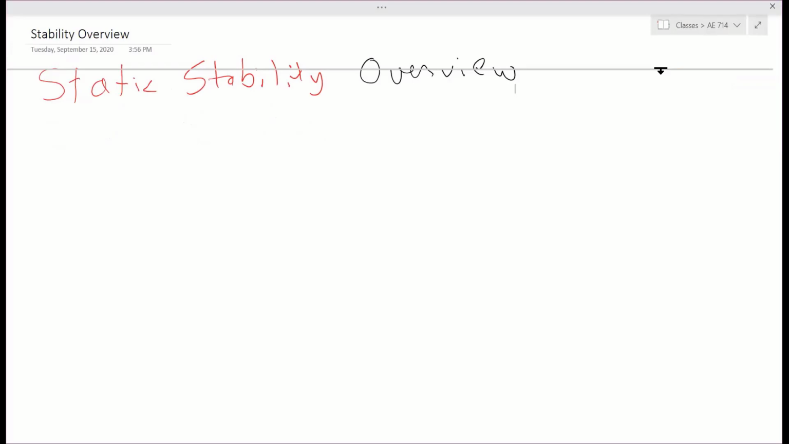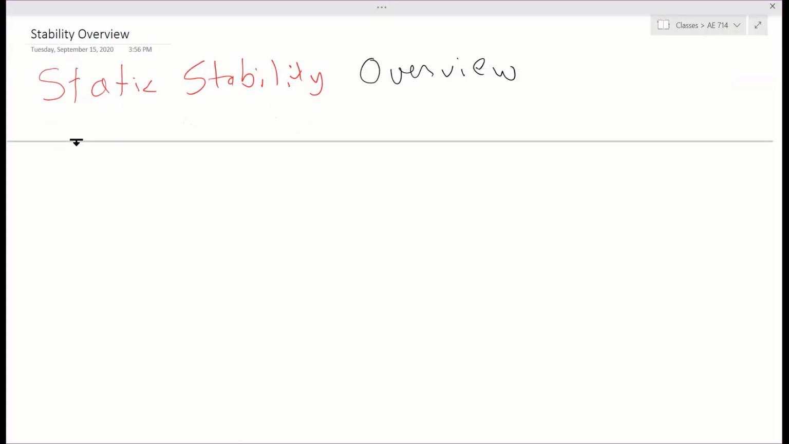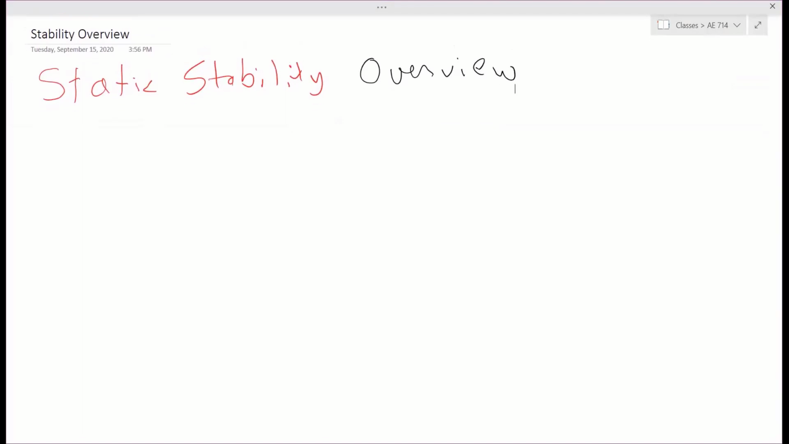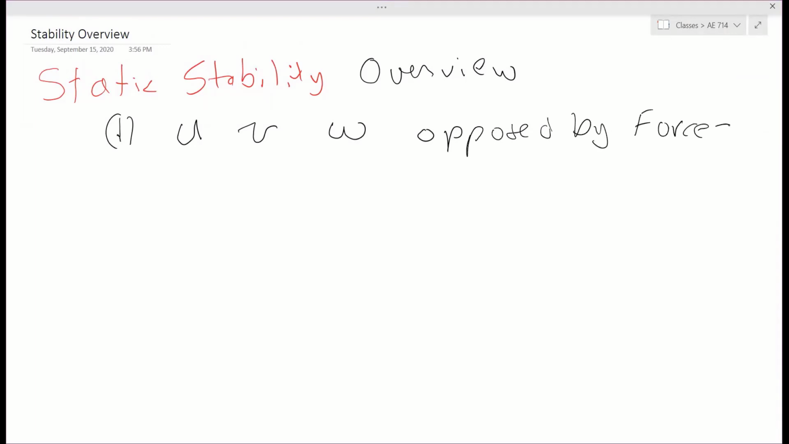So this is static stability criteria. And the starting point is that velocity perturbations, U, V, and W, are opposed by forces. That makes sense because if you want to change a velocity, you apply a force. That's just Newton's law.